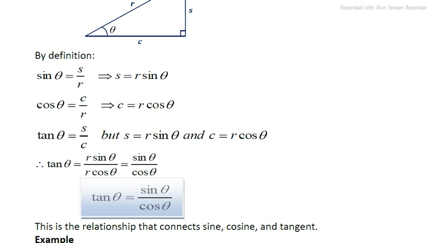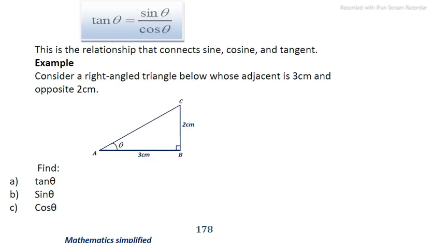Let's look at examples. In our example, we are considering a triangle ABC, where AB is 3 centimeters and BC is 2 centimeters. We are also given angle theta. We are supposed to find tan theta, sin theta, and cos theta.